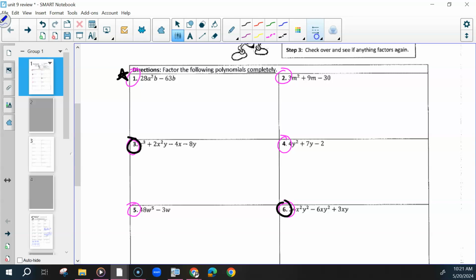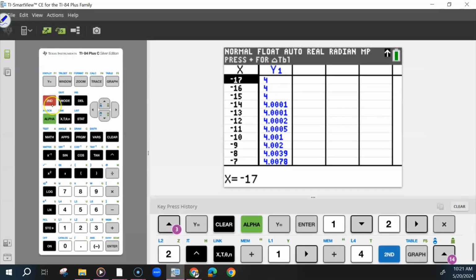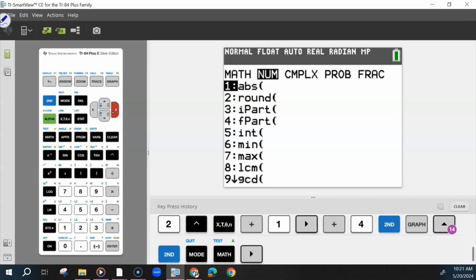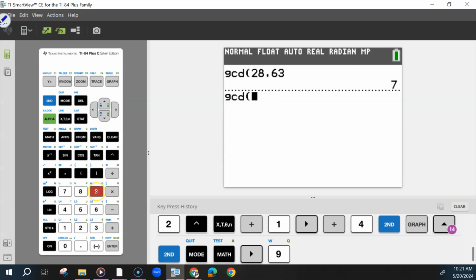If you wanted to do that in your calculator, go into math, over to number, and then down to GCD, number 9. And you could put in both of those numbers. It doesn't matter if it's positive or negative, it's going to take it either way. And then put that in with a comma in between. I did this last class, so you see what the GCF is.